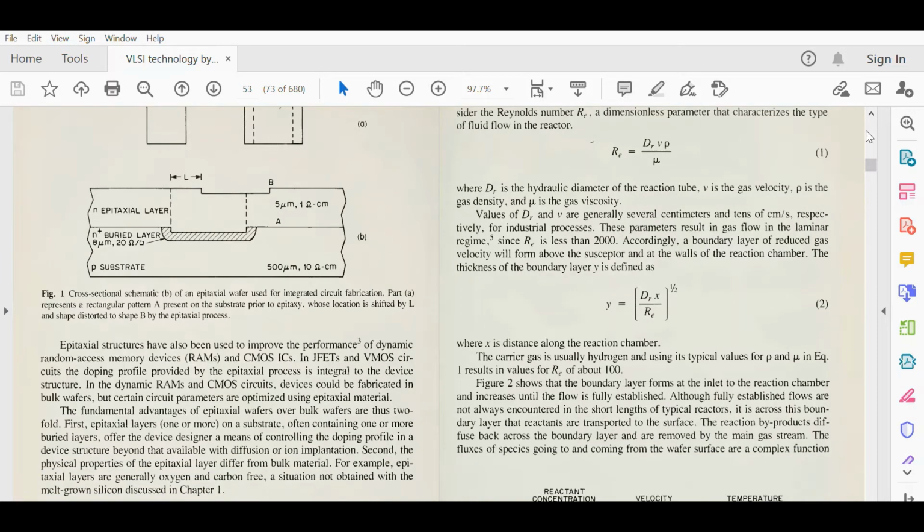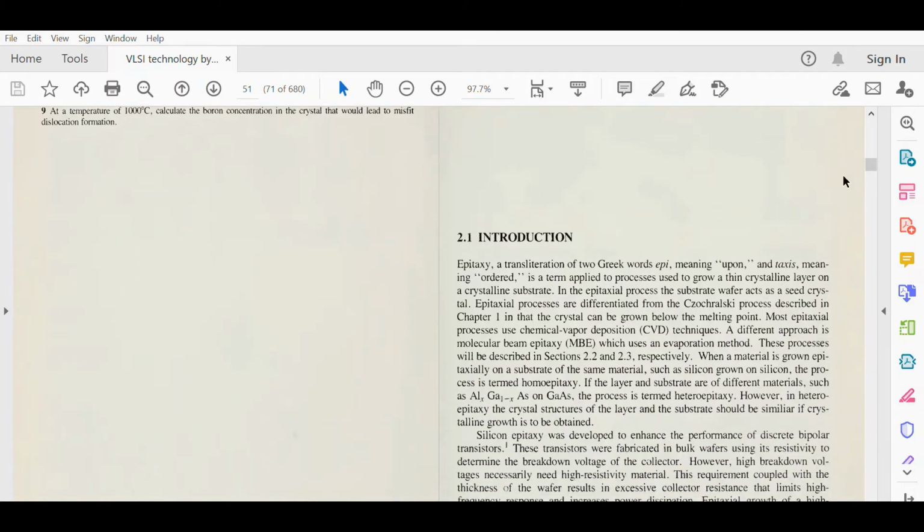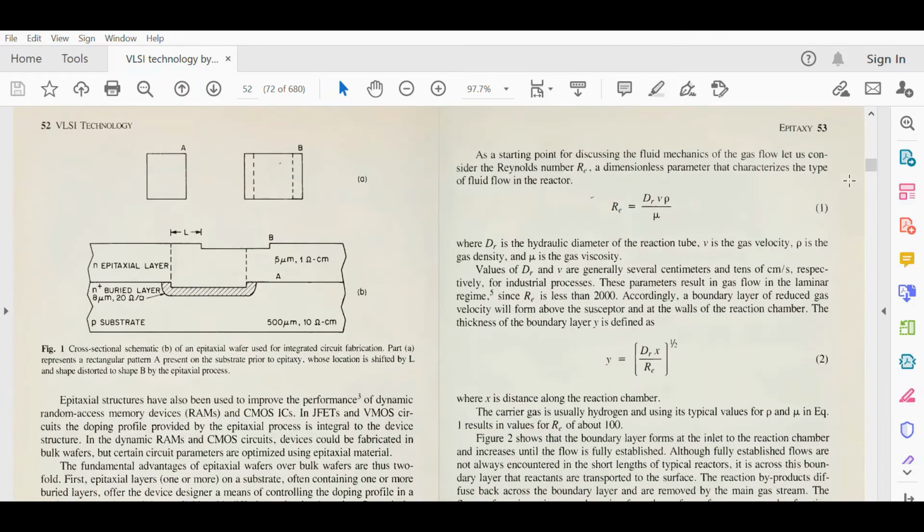And this is the figure which I was telling you we will see. Let us go to that figure. This is the cross section schematic of an epitaxial wafer used for integrated circuit fabrication. Part A represents the rectangular pattern present on the substrate prior to epitaxy, whose location is shifted by L and shape distorted to shape B by the epitaxial process. So A becomes B after the epitaxial process.